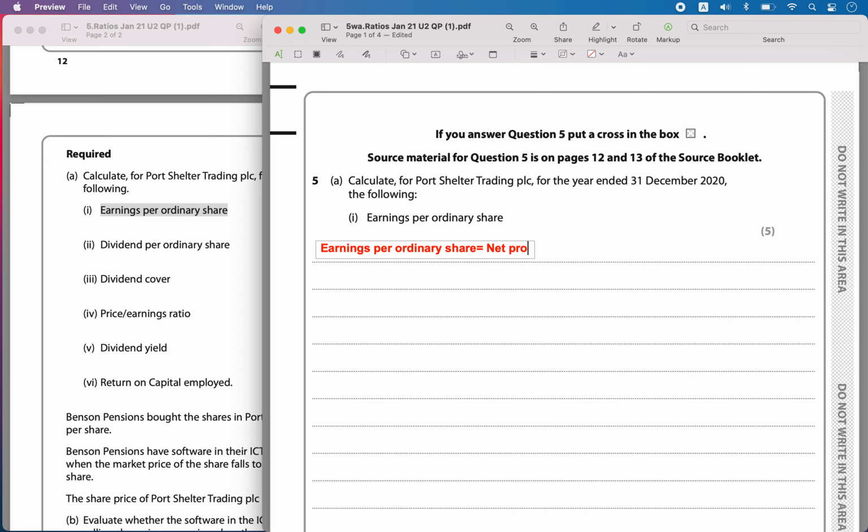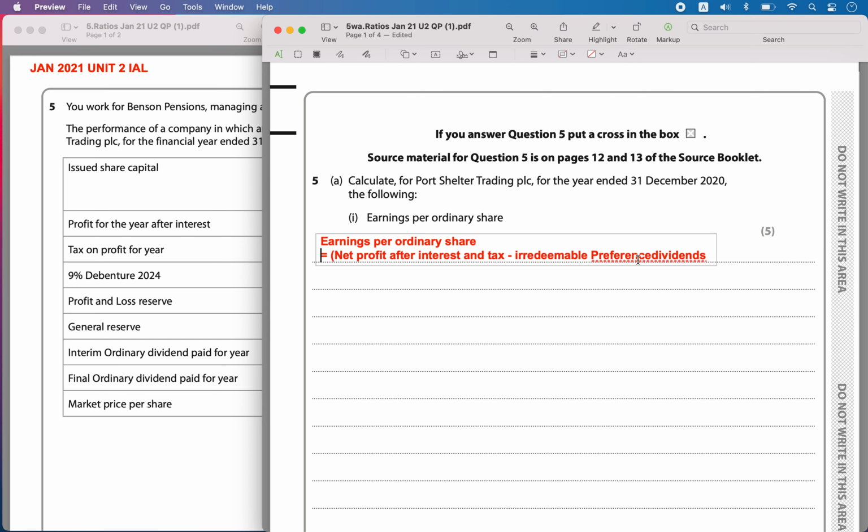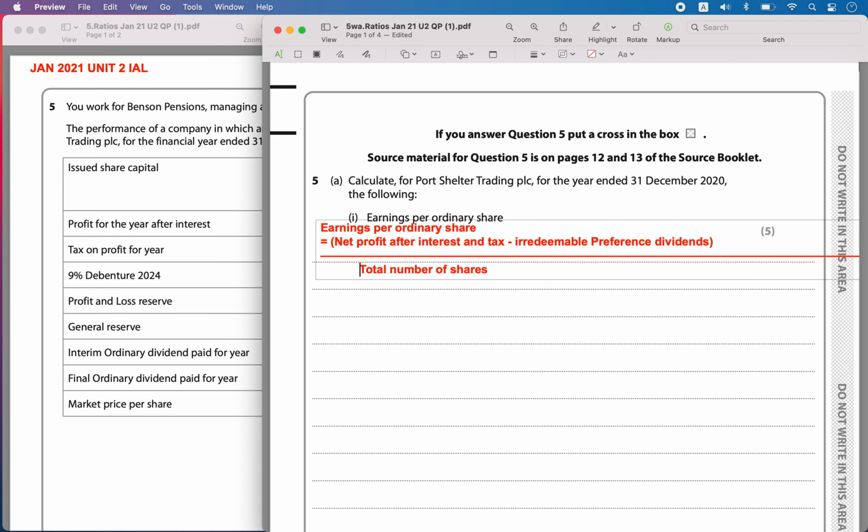So first one, earnings per ordinary share is nothing but the net profit, the net profit after paying interest and tax. So you have after interest and after the tax payment, whatever net profit is left over, minus the irredeemable preference dividends you have to pay, divided by the total number of shares. So let's calculate this. First one is the net profit.